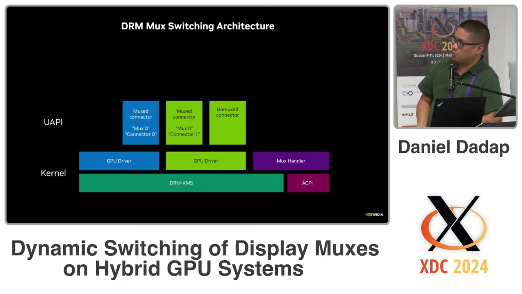Then the GPU drivers are going to export connector objects in user space, and here's where our properties come into play.